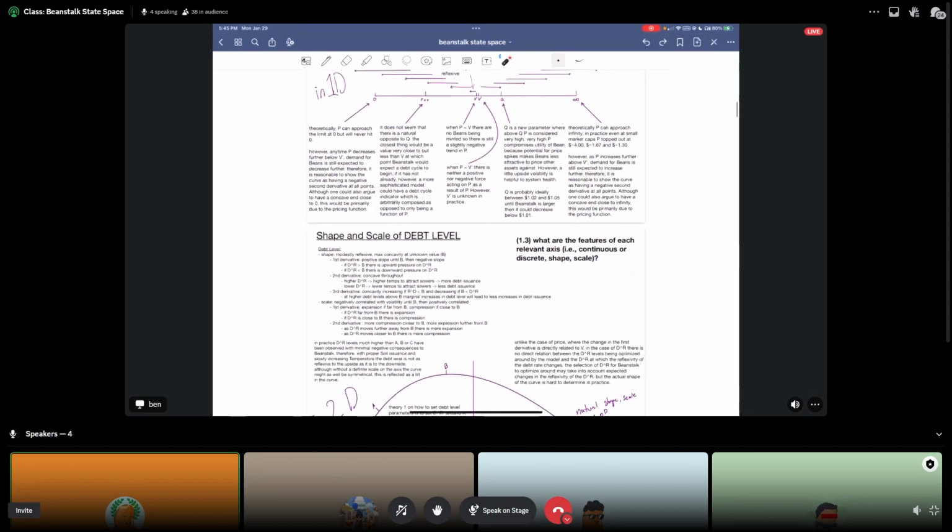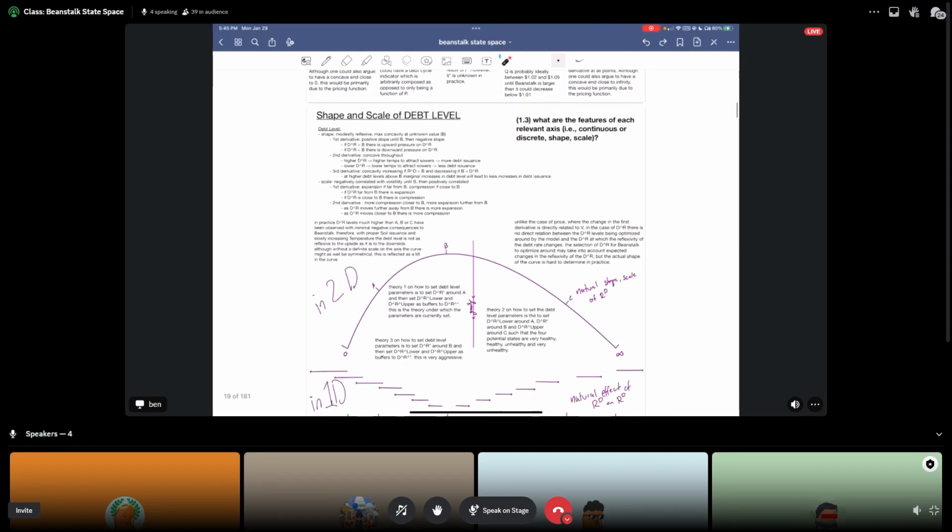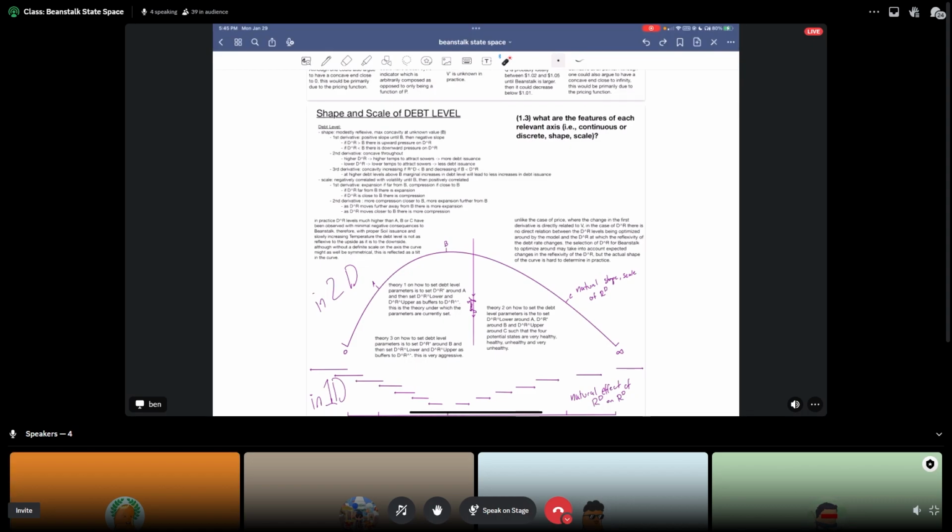Now we're going to move to debt level. Debt level is also reflexive in the sense that at higher debt levels, Beanstalk requires higher temperatures to attract lenders, and therefore there's more debt issuance. So at higher debt levels, there tends to be more debt issuance than at lower debt levels. So there's still some reflexivity here. However, there's much less reflexivity than with respect to price.